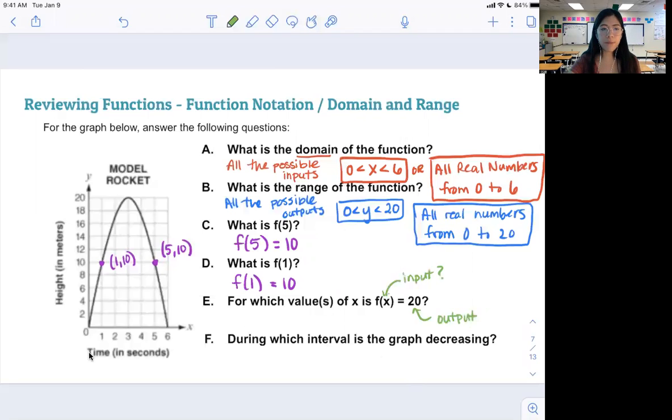So now I go to my graph. This time I'm going to the 20 and I look, and where am I? 3, 20. So that would mean that x equals 3. So you have to make sure that when you see a question using function notation, you read it carefully. If the number's in the parentheses, it's the input. If the number's out of the parentheses, it's the output. Input, output. Questions on D, C, D, or E?